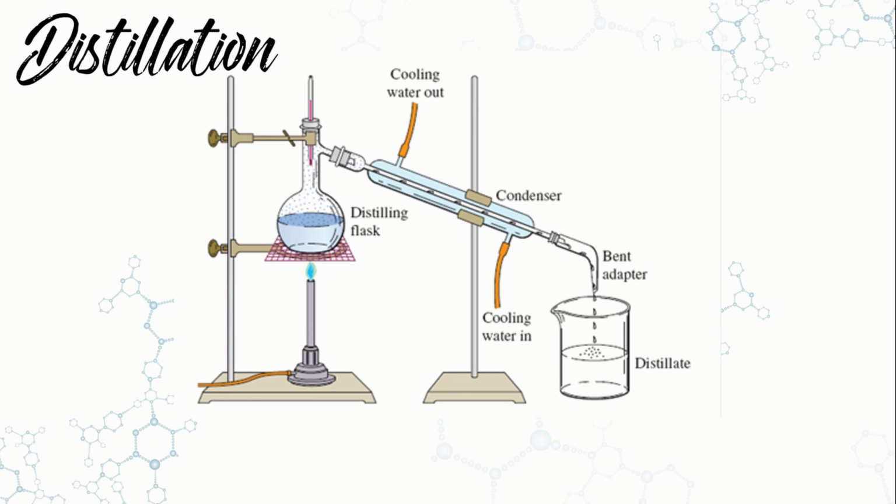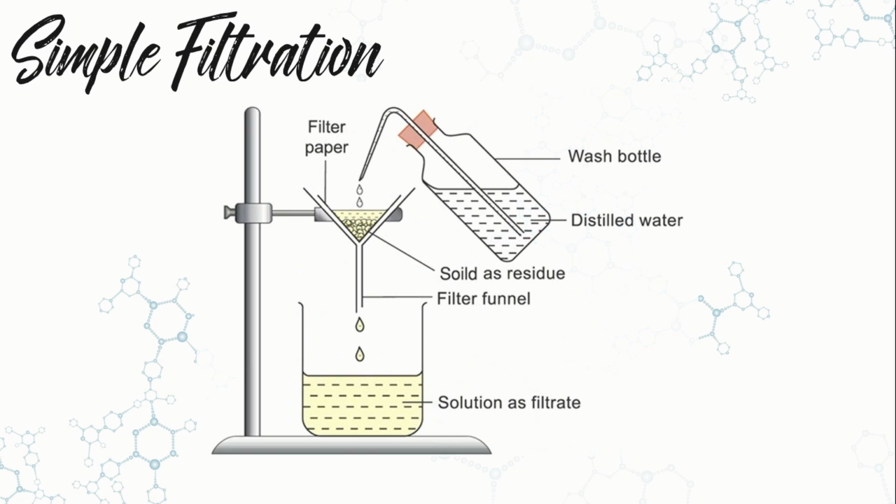Another method of separation is simple filtration. This is used when a mixture consists of a liquid and a solid. The mixture is then poured into a mesh, such as a filter paper, which passes the liquid and leaves the solid behind.